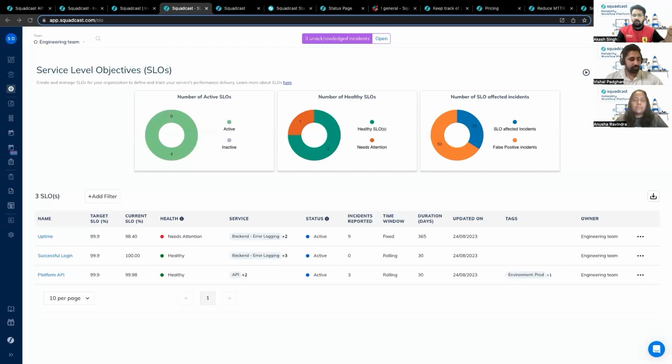So what you see right now onto the screen is the SLO overview dashboard. It's like a centralized dashboard, which Anisha was talking about earlier, which gives you an overview of all the SLOs that you have already created, right? And exactly what state they are in.